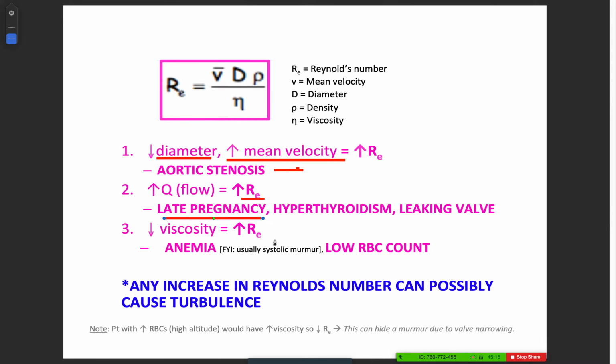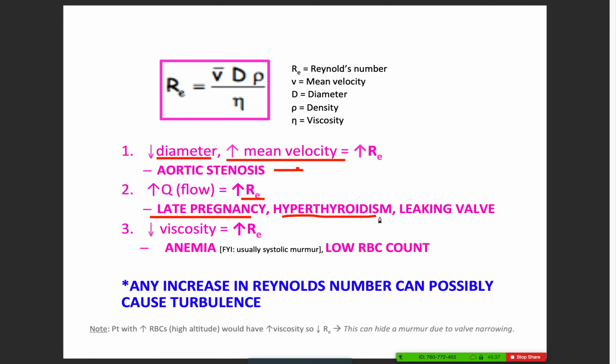So hearing a murmur in late pregnancy is not something that you need to be super alarmed about. If this woman gives birth and after birth she's still having murmurs, now we may want to get an echocardiogram, take an ultrasound probe, put it to the chest, and see what we can see there. But otherwise, it's pretty normal.